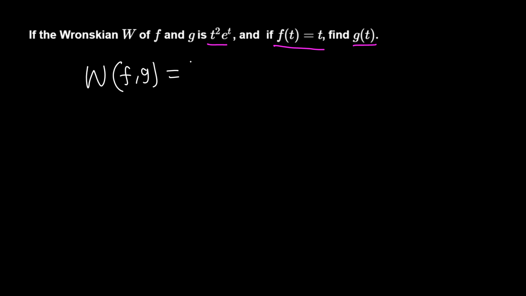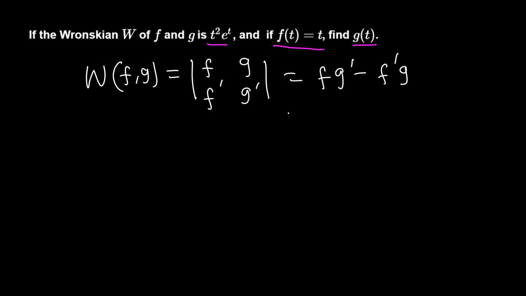t is given by those two functions on the first row and their derivatives in the second row, which is f g prime minus f prime g. Okay, this is what the Wronskian of two functions is. So that is in this case.